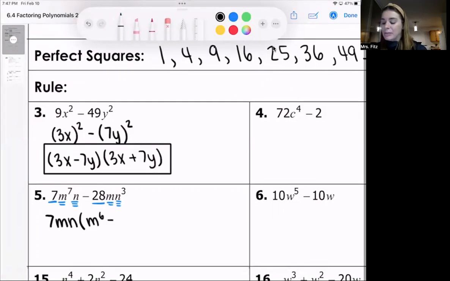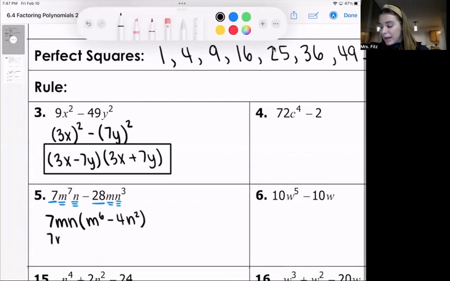Minus 7 times 4 is 28, so 4. M over m is 1. N cubed divided by n is n squared. Okay, so now we're going to use our difference of squares rule to factor what's in the parentheses.